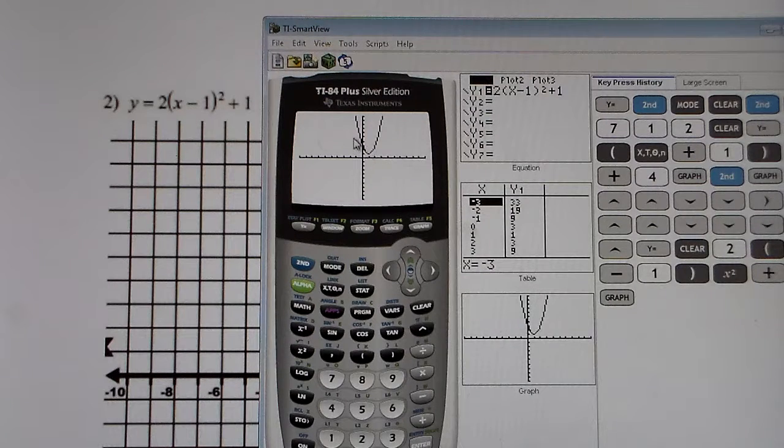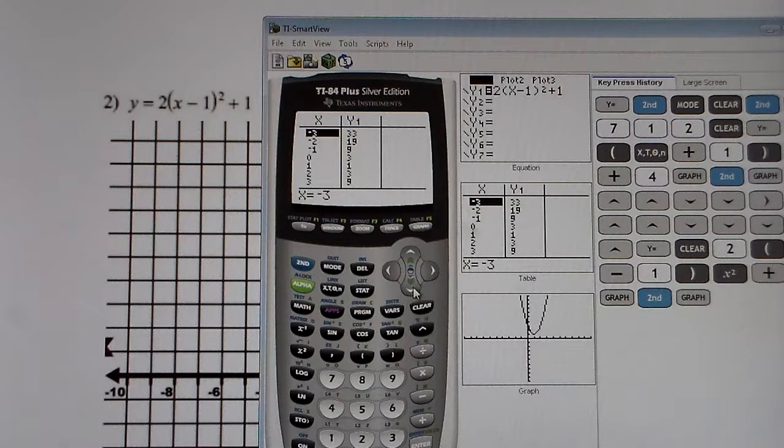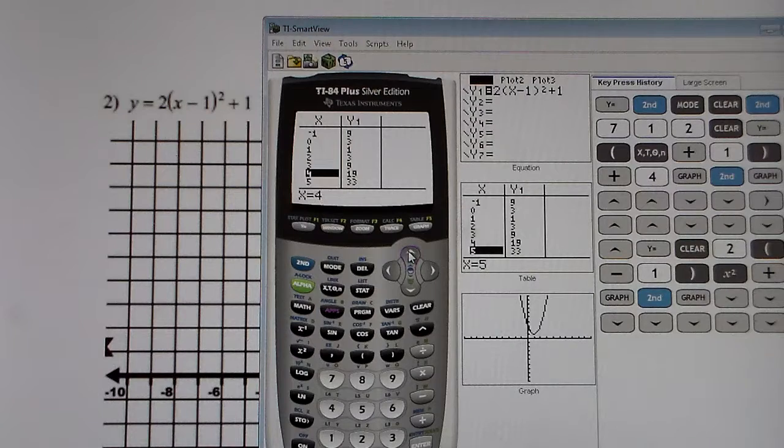And then to get a couple more exact points, you hit second graph and you get a table. Or you can see our point of 1, 1. That's our vertex. So we go 2 to the left, which would be 0, 3, and negative 1, 9. And then 2 coordinates to the right, 2, 3, and 3, 9.